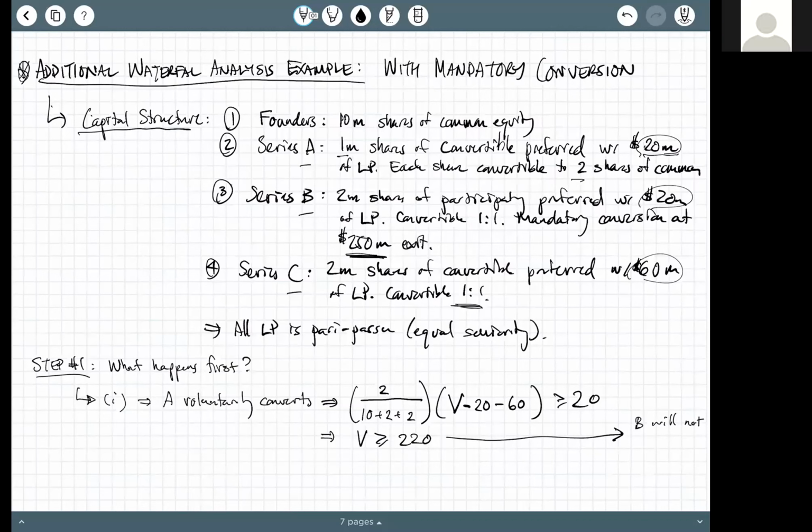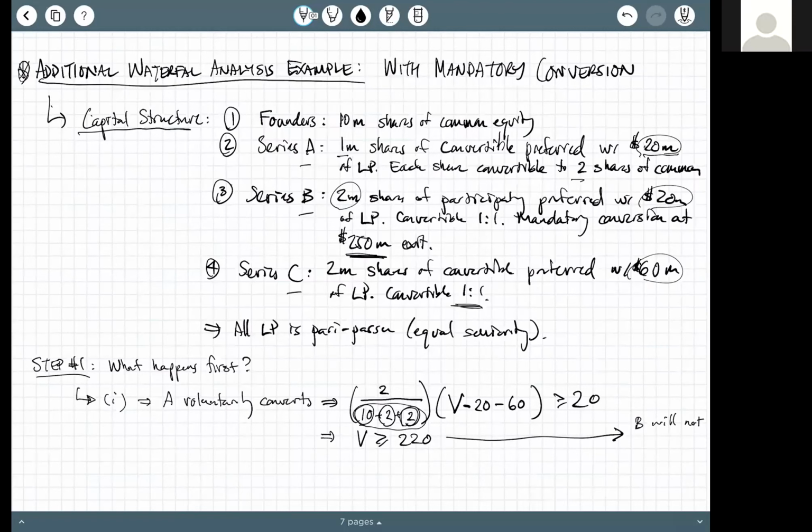Where is the other 2 from? I'm just reading. This other 2 is because of the 2 million shares of participating to Series B. Okay, Series B, yeah, that's what I was asking. Exactly. You want to understand where this denominator came from. Founders have their 10. Series A has the 2 that they just converted into. And participating preferred has their 2 in participation. So the 2 from Series C is not part of the denominator.